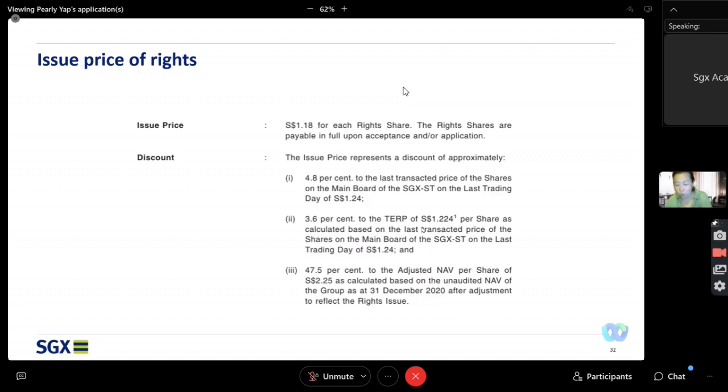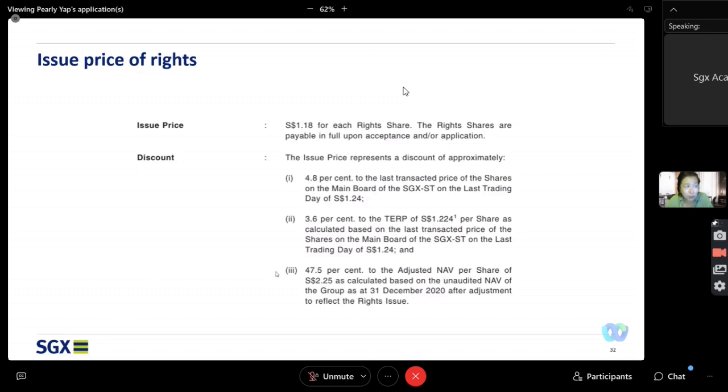So I don't know, 1.226 times 0.036, right? Something like, maybe 0.4 cents or something like that. Quite little per share. But there's still value. So if you don't want to subscribe, you better sell it off in the market. Okay.